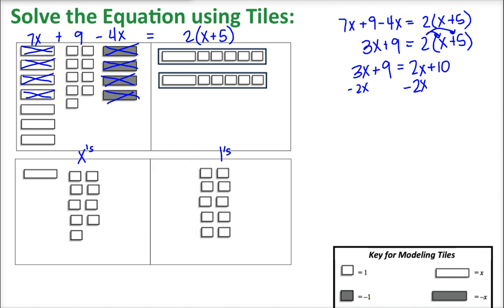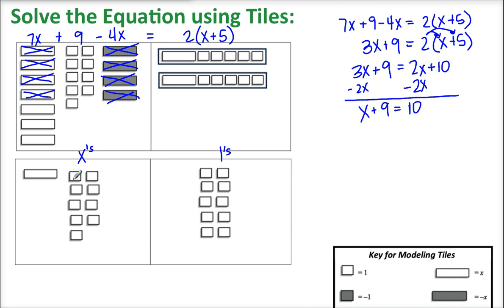And so essentially what we did is we did the subtraction here. We did 3x minus 2x, and we were left with 1x. And on this side, oh, we still have plus 9. On this side, we did 2x minus 2x, and it left us with nothing. But we still have the positive 10.